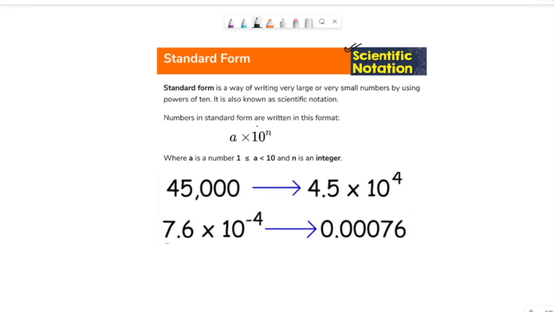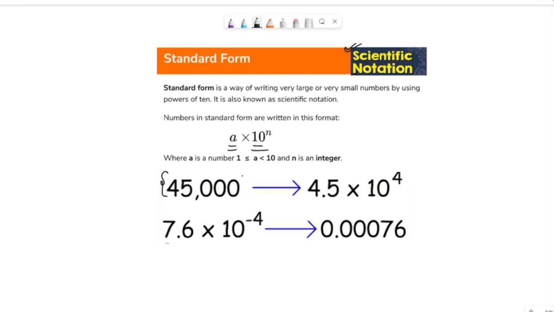Numbers in standard form are written in this format. A number will be there with a power of 10. The number, which is a, should be greater than or equal to 1 and less than 10. And the power will be an integer. It can be a positive power or a negative power. So let's see an example.